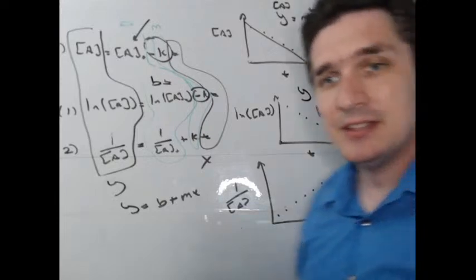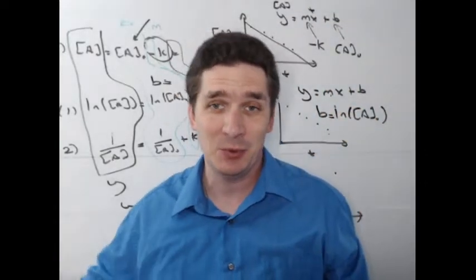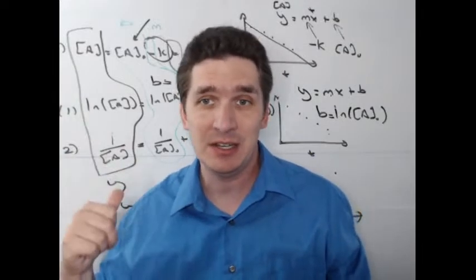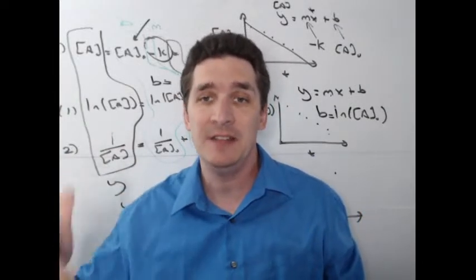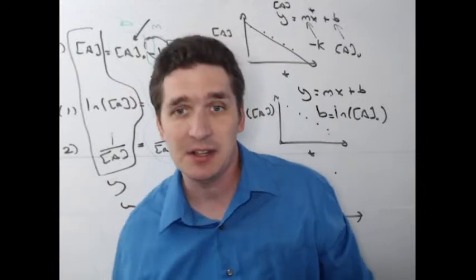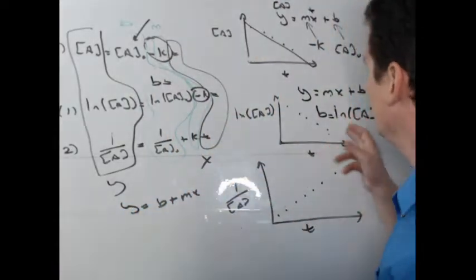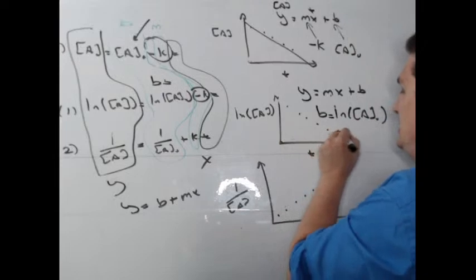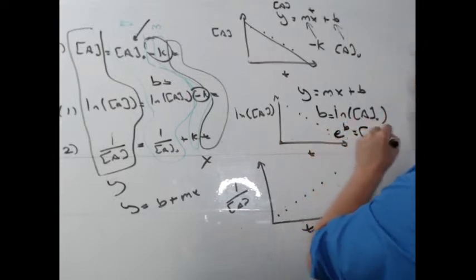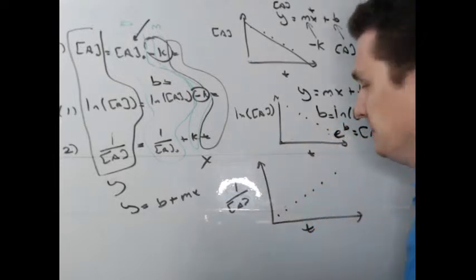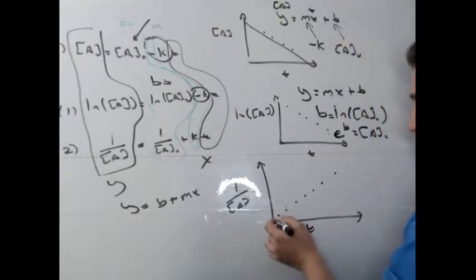So if you want to find the starting concentration, you have to get rid of that natural log. If you take the natural log of B, you're just taking the natural log of the starting concentration. So here you would have to take the exponential. And so e to the B is your starting concentration. We look over here, 1 over concentration versus time.